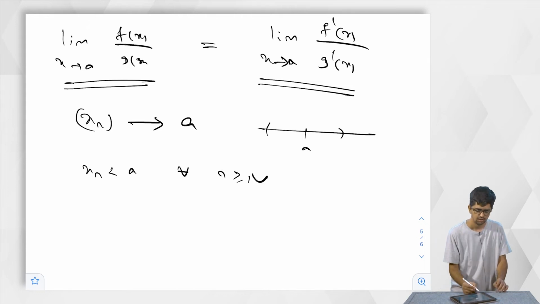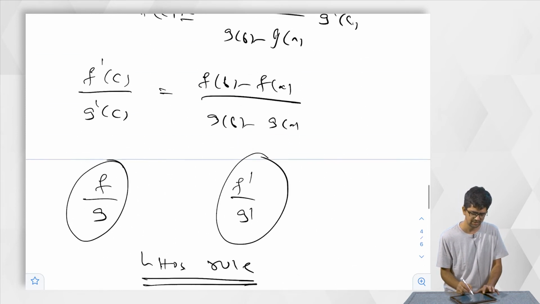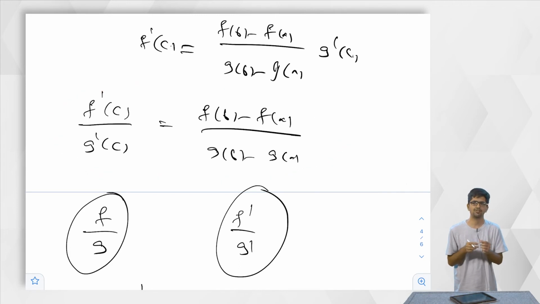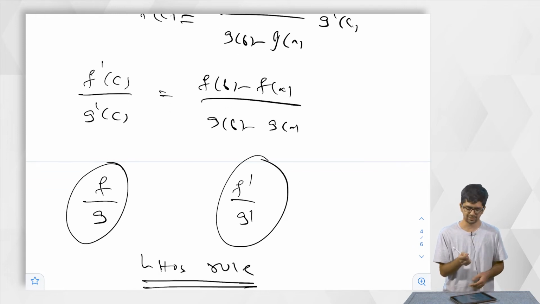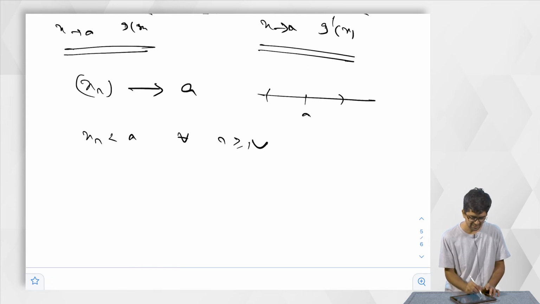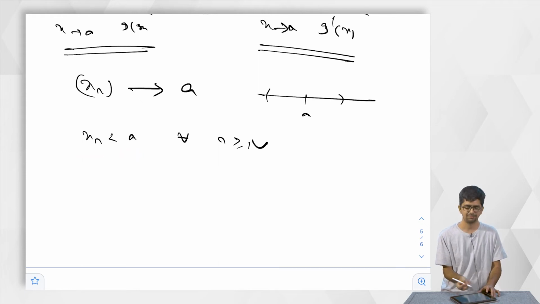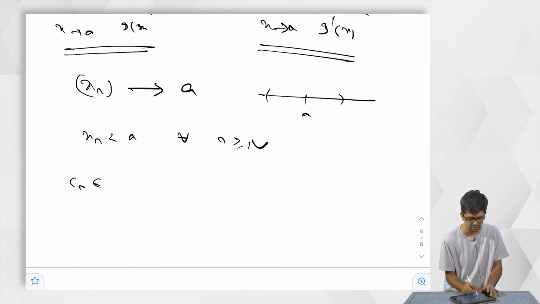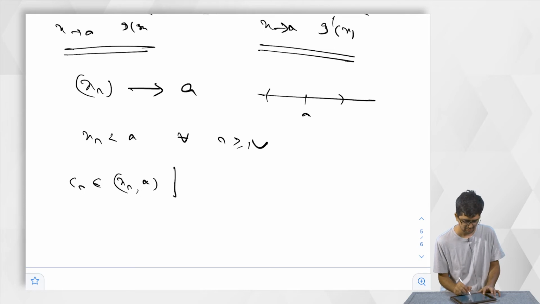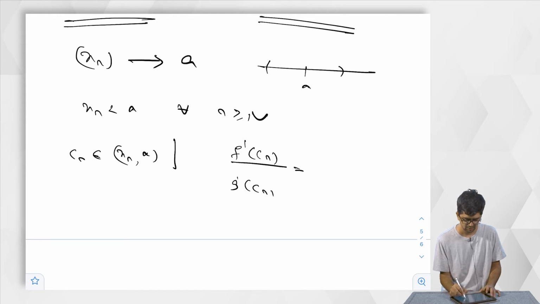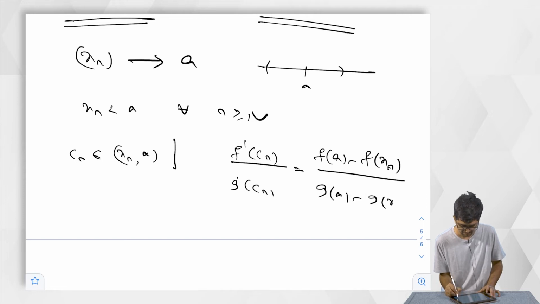Now, what are we trying to do here? We are trying to use this result. For that we need two points of the domain at which f and g are both differentiable. If f and g are differentiable on the domain, we are looking at 2 points. So for a fixed n, we are taking 2 points xn and a, and because I am assuming xn is less than a, the previous result says there is a Cn belonging to (xn, a) such that f dash of Cn by g dash of Cn is equal to f of a minus f of xn by g of a minus g of xn.